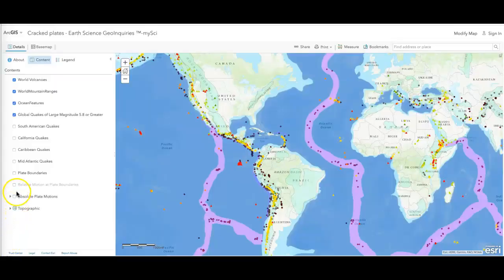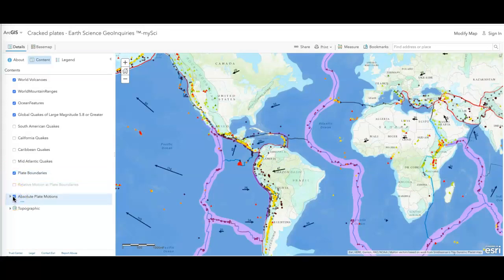They will turn on the plate boundaries and absolute plate motion layers. Students should add these aspects to the map models they began in Lesson 2. Additionally, students should consider what the arrows and their direction represent. These arrows represent the direction of plate movement and the magnitude of the motion.